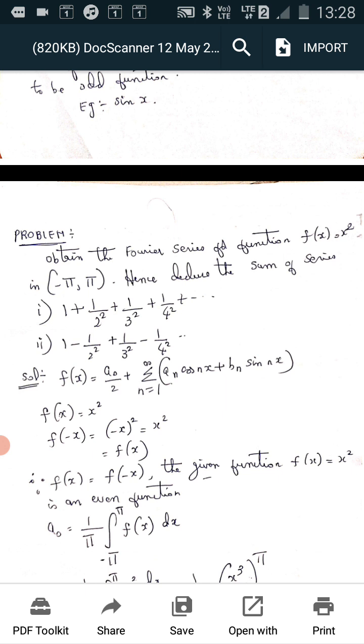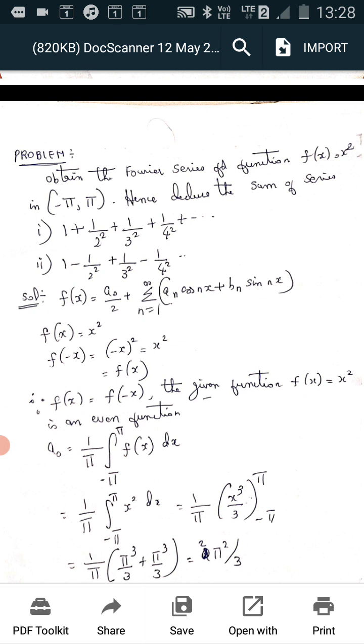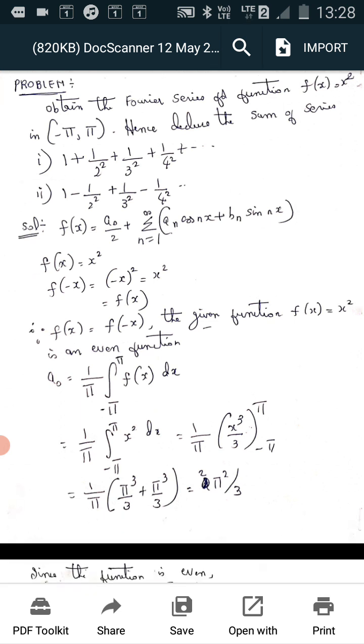Obtain the Fourier series for the function f of x equal to x square in minus pi comma pi, and deduce the sum of the series for the two series they have given. Solution: f of x, I have written the formula as given in the introduction. To know whether f of x is odd or even, I substitute minus x in the place of x. So f of minus x is equal to minus x the whole square, that is the same x square, the same f of x. So it is an even function.